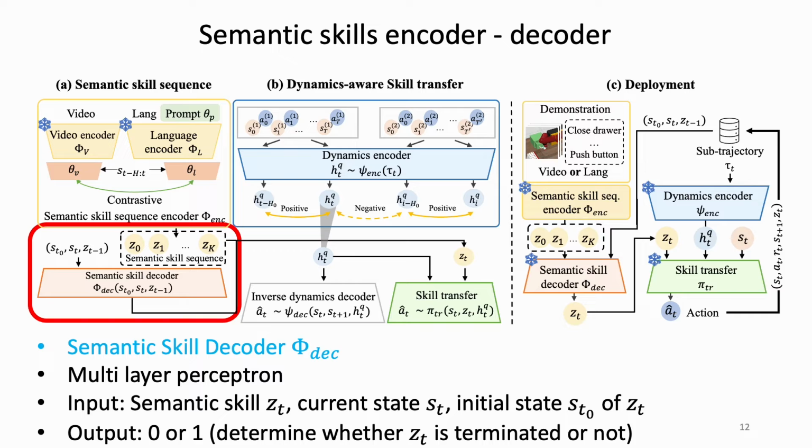After extracting such a skill sequence, the semantic skill decoder then predicts whether the skill being imitated has concluded. In other words, it determines the moment when the imitation of Z0 is complete. Since the semantic skill decoder receives the semantic skill expressed as a text embedding as input, it does not require a vision input and thus has been implemented using a basic multi-layer perceptron.